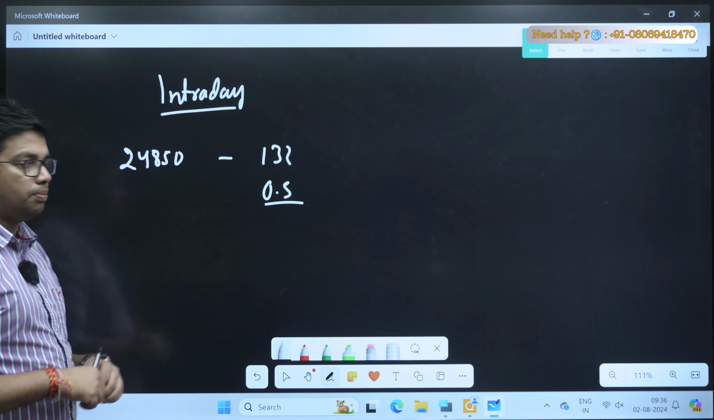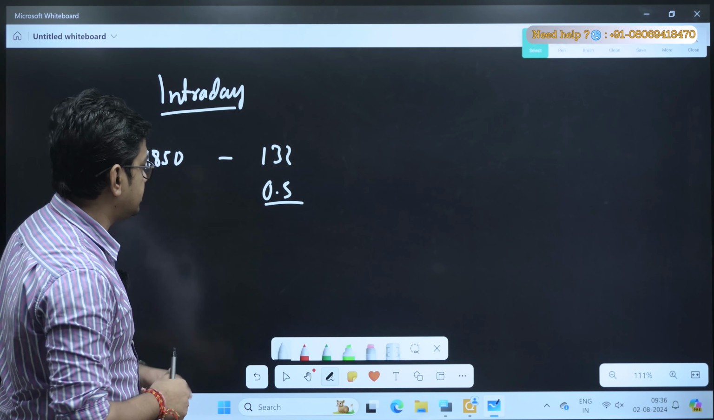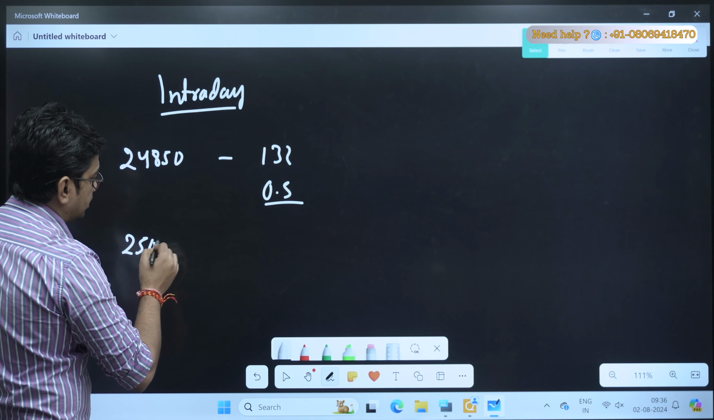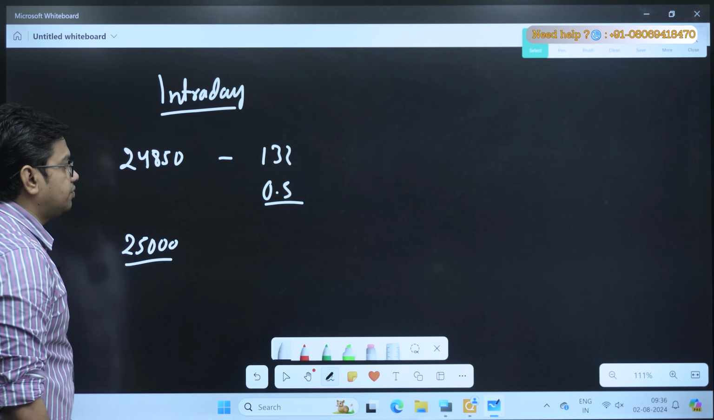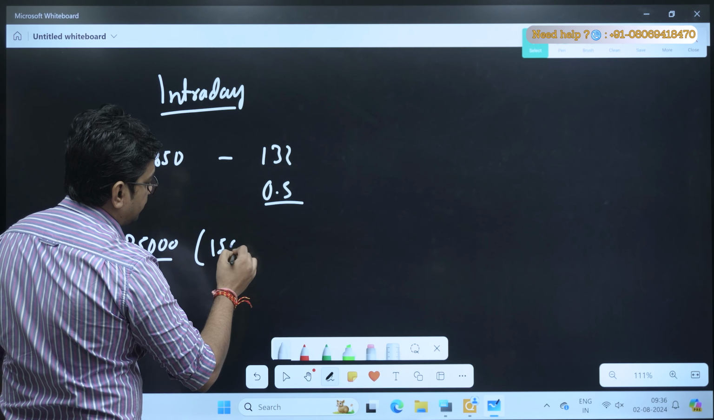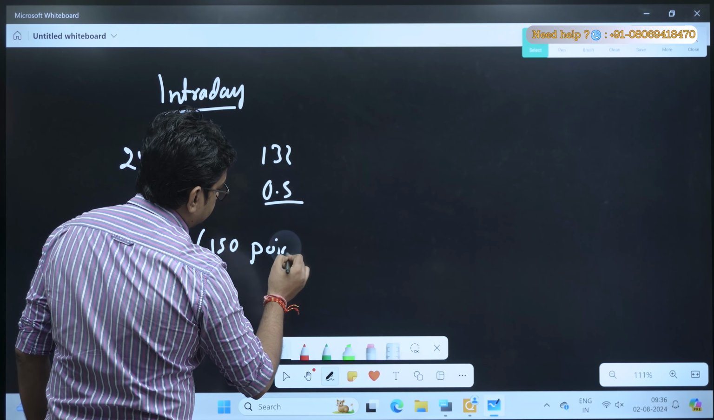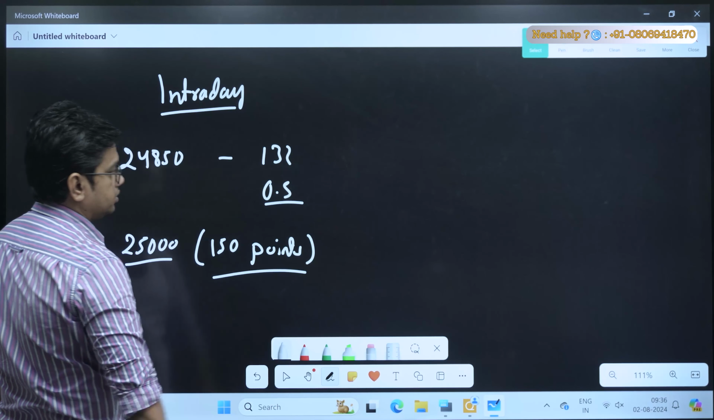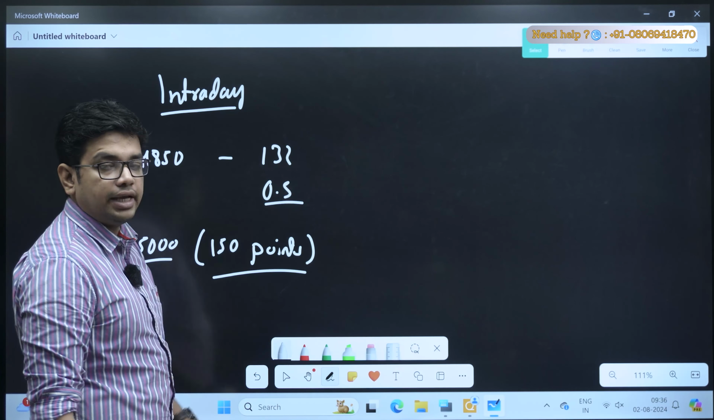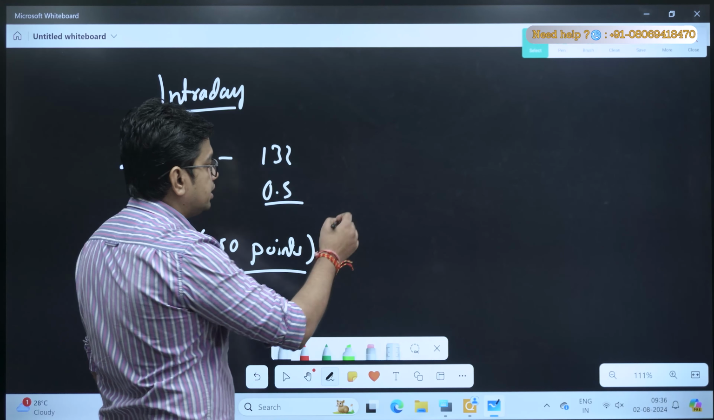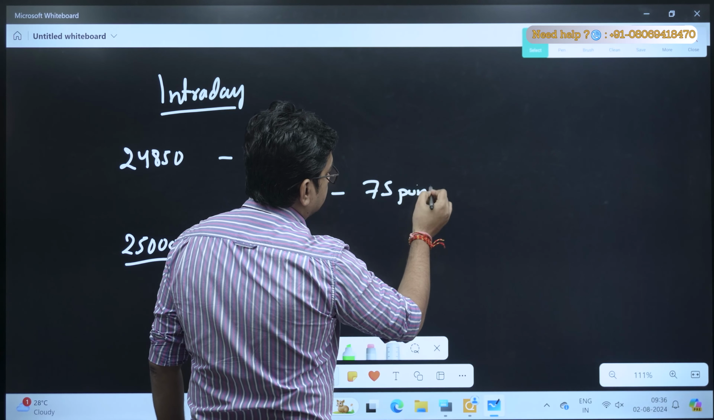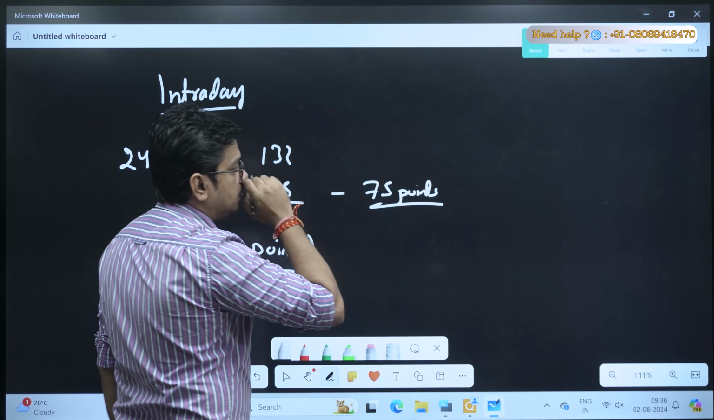According to my strategy, according to my studies, the Nifty might move to 25,000. That means 150 points difference. So if Nifty is moving 150 points, and the delta is 0.5, that means here I can get 75 points more. So 75 points will be my profit.